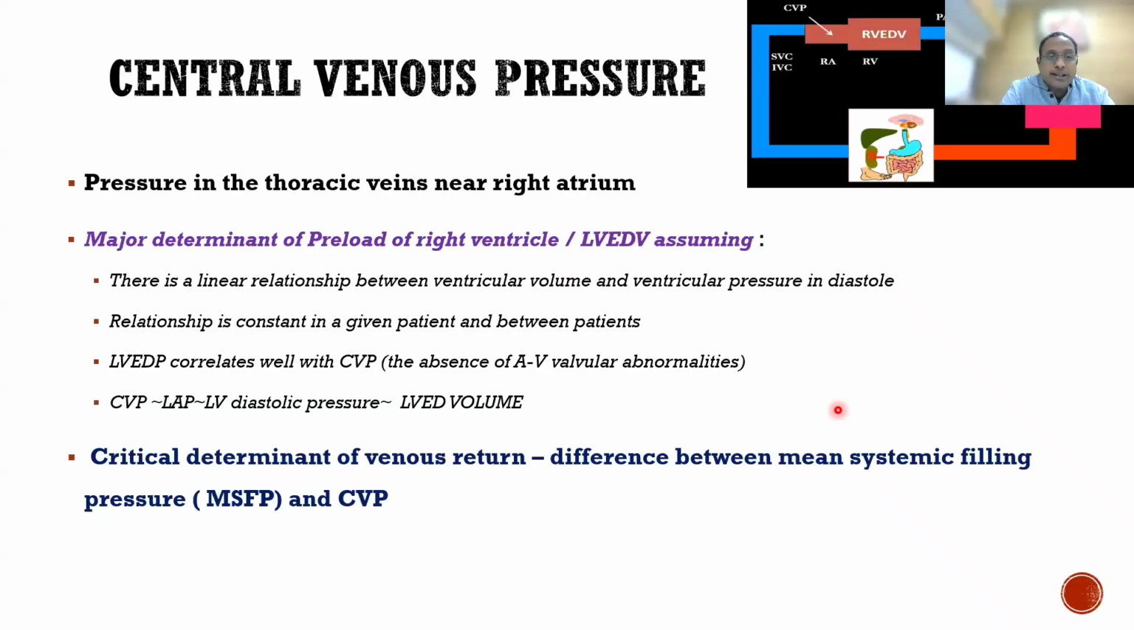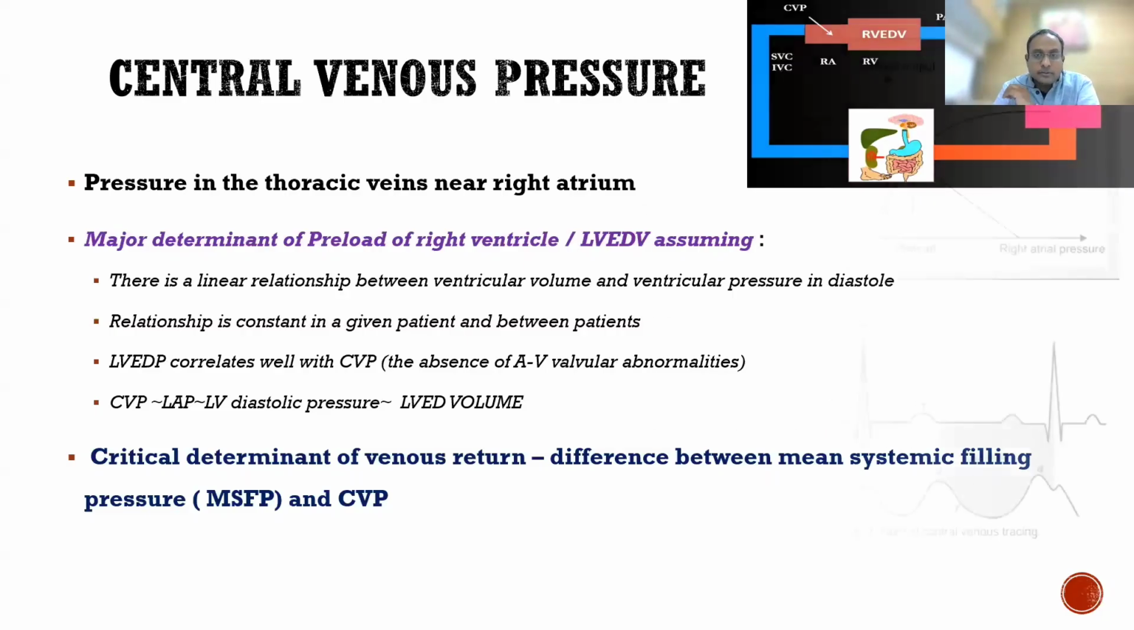And we also assume that the relationship is constant in a given patient and between patients, which is also not true. We also assume that there are no AV valvular abnormalities, and that the pressure in the left ventricle at end diastole correlates well with the CVP, assuming there is no increase in pulmonary vascular resistance and no change in pressures, but in critically ill patients everything is going haywire. So probably CVP is not a very good indicator of the preload. What actually determines the venous return is the difference between mean systemic filling pressure and CVP. We don't know mean systemic filling pressure from the CVP measurement alone, so we don't know how much venous return is coming, and CVP is not a very good marker for the preload.